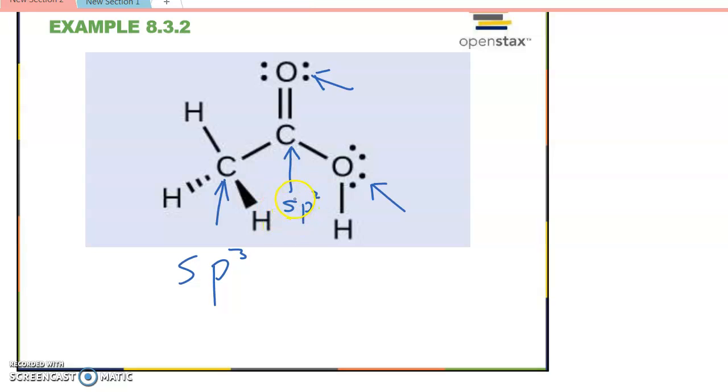So how to check? The superscript 1 plus the 2 will be equal to the total number of electron groups. What about the oxygen? Each lone pair we consider as 1 electron group. So it's 1, 2, 3. 3 electron groups, and therefore it is sp2. How about here? How many electron groups? 1, 2, 3, 4. 4 electron groups, and therefore it is sp3.